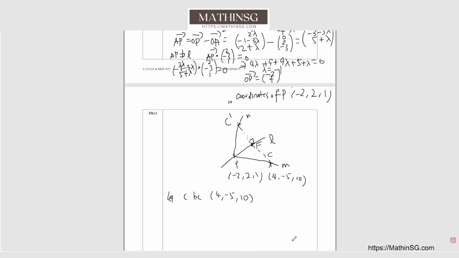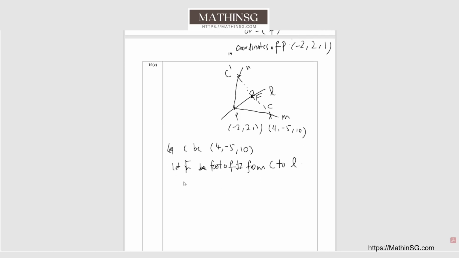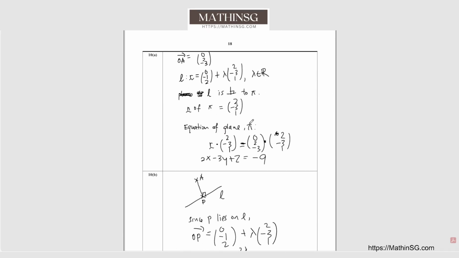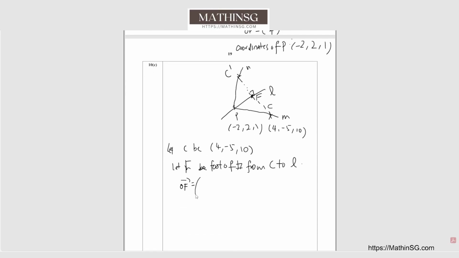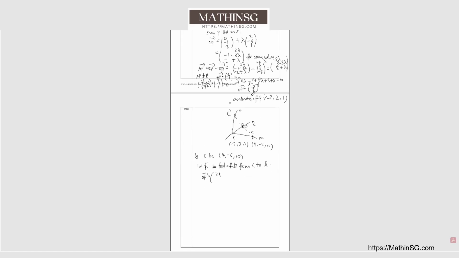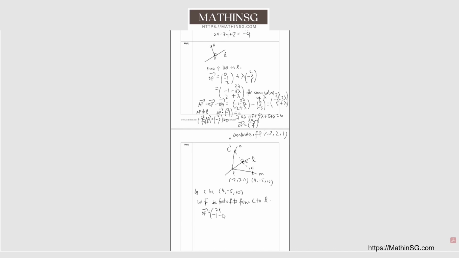Okay, so to find what is F, I know that F lies on L. So I'll first say let F be the foot of perpendicular from C to L. Since F lies on the line L, I know that OF is equal to the equation of the line L, which is like OP just now. It's just for a different lambda value. So it's 2 lambda minus 1, minus 3 lambda, 2 plus lambda, right?